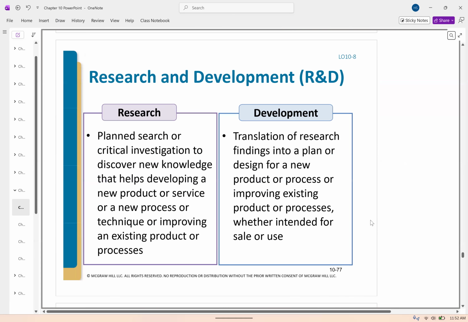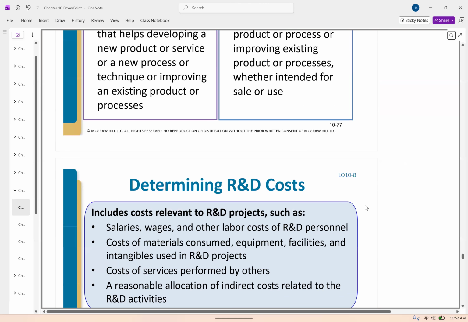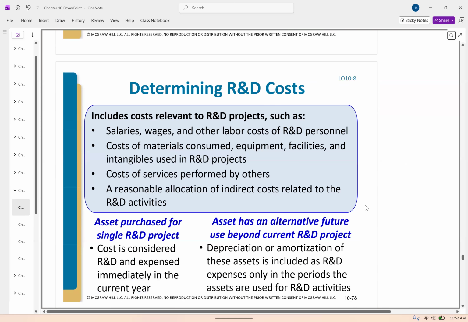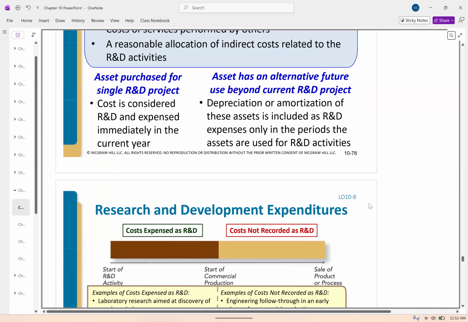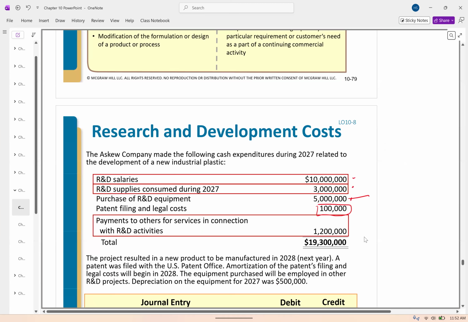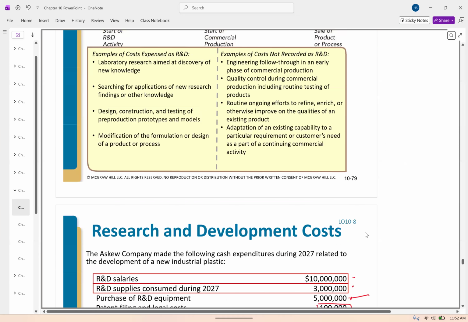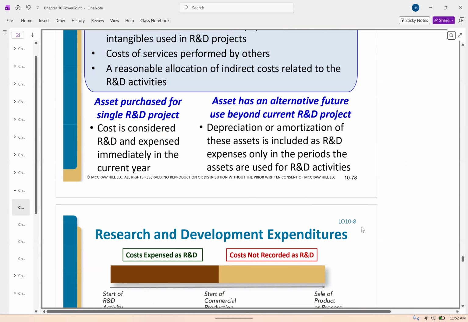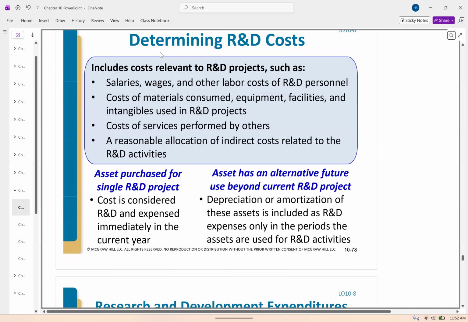Research and development is always expensed as it is incurred. Expensed as incurred. I'm trying to see where I'm at here. And IFRS can be just a little bit different when it comes to research and development. So come down here, I'll tell you what, we're going to stop the video here and I will make another video finishing this up.